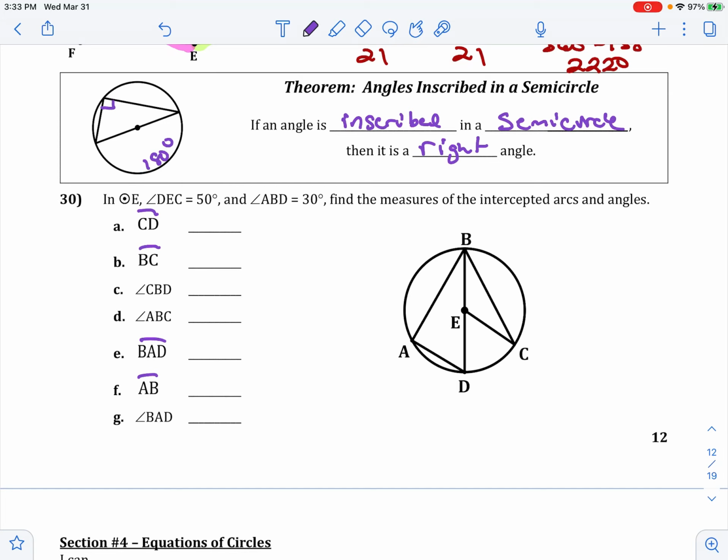So they gave us some givens. It says angle DEC is 50, so that's 50 right there. ABD is 30, so that's this little one right here. That's all we need to find all this information. Let's start with CD. CD, central angle, has to be equal. That's also 50. BC is the rest of the semicircle. So 180 minus 50, which is 130.